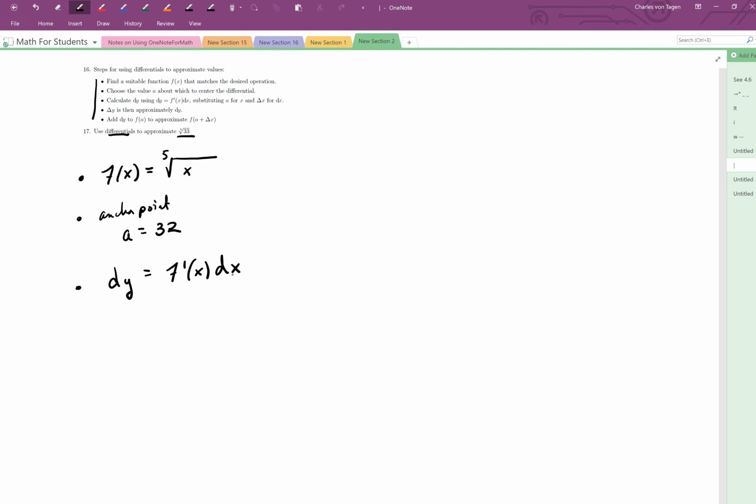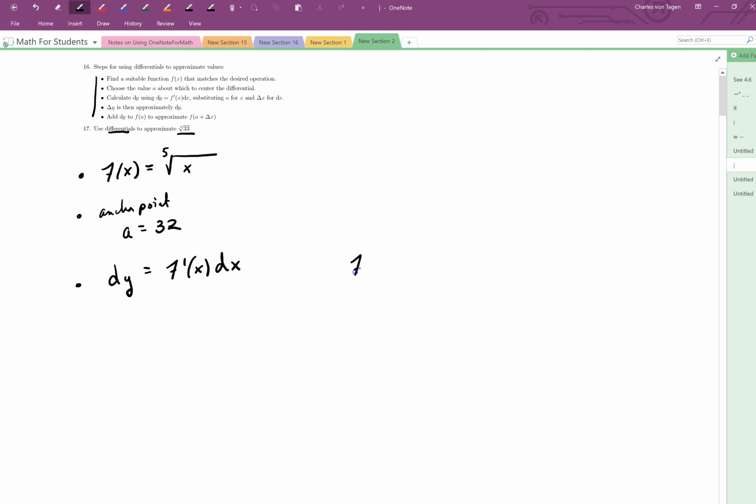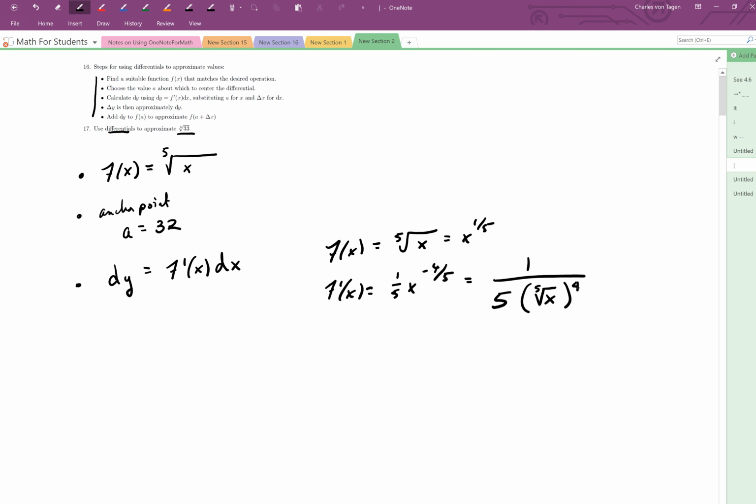Okay, so let's go ahead and do this computation. So we need to know what f prime of x is. F of x is the fifth root of x, which we could write as x to the 1/5 power. So f prime of x is 1/5 x to the minus 4/5, or if you like, just as we did in the last example, we could say that's 1/5 times the fifth root of x, all raised to the 4th power. So we're now going to evaluate this at the anchor point of 32.